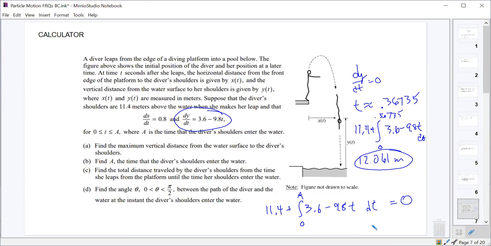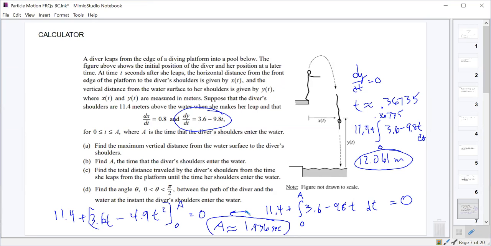And so you'll need to actually integrate this. So we'll get 11.4 plus 3.6t minus 4.9t squared from 0 to a is equal to 0. And obviously when we plug in 0, this is going to become 0. So really we're just plugging in a and then solving for a. And that came out to be, a was about 1.936 seconds. Does that make sense for part B?